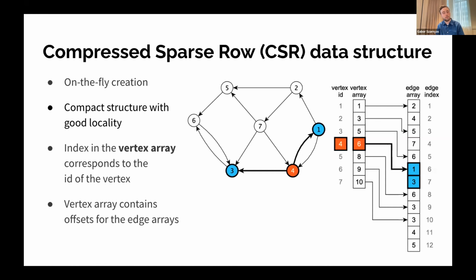So in this case, we highlighted node 4. And in the vertex array at position 4, we see the offset 6. And at position 6, we see the node IDs 1 and 3, which correspond to the outbound edges of node 4. And this way we create a really compact structure in which we represent our graph. The alternative would be a pointer-based system, but that would get inefficient once you do multiple hops due to the cache misses. And this way you can minimize that.